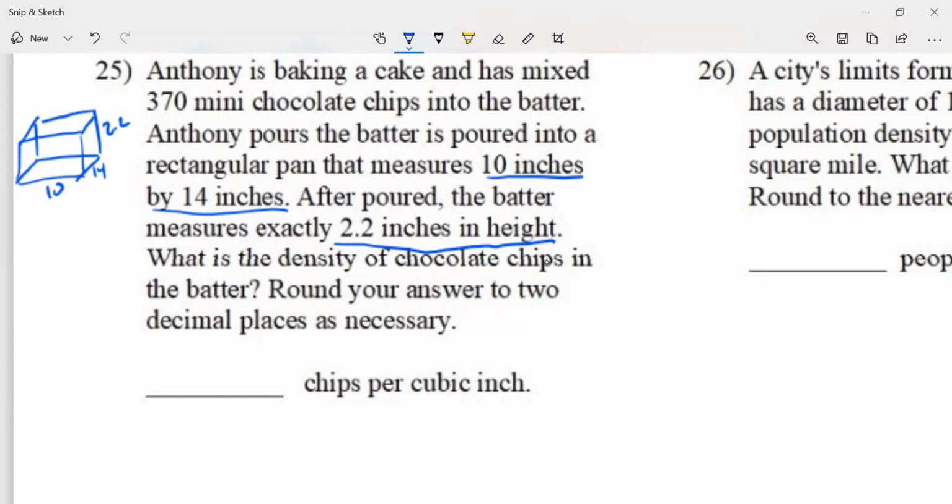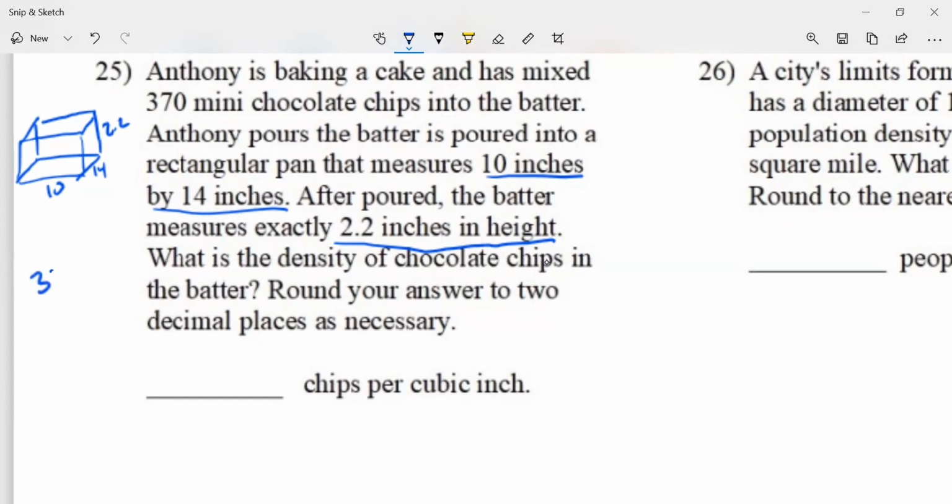Let me find out what's my volume, because it says how many chips per cubic inch. So let me find the cubic inch. Let me find the volume. So I'm going to go 10 times 14 times 2.2. So the volume of this is 308, right? This cake mix that he has is 308 cubic inches. So let me say 308 is the volume of the batter, right, that he's mixing.